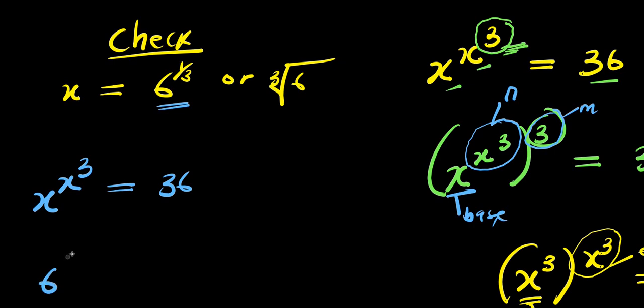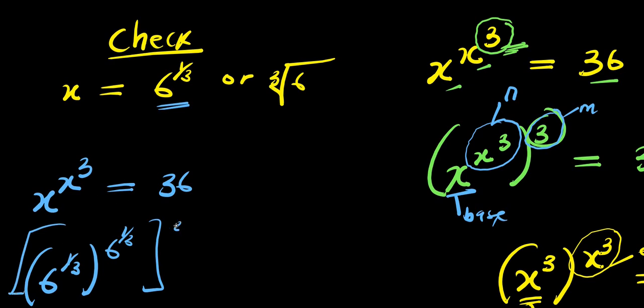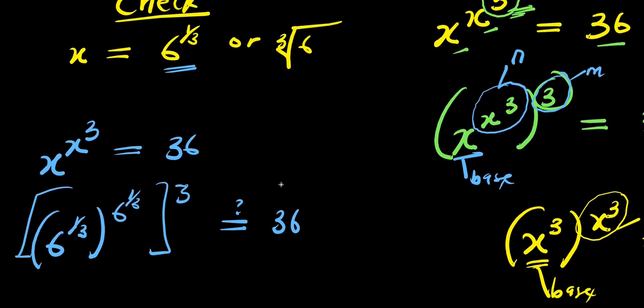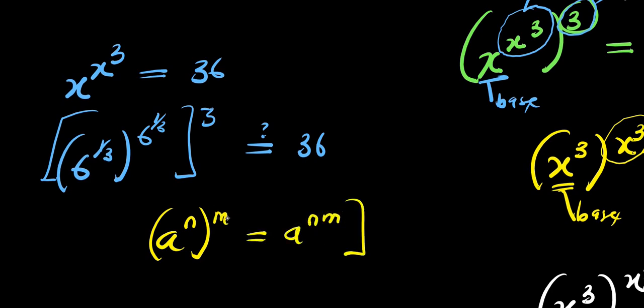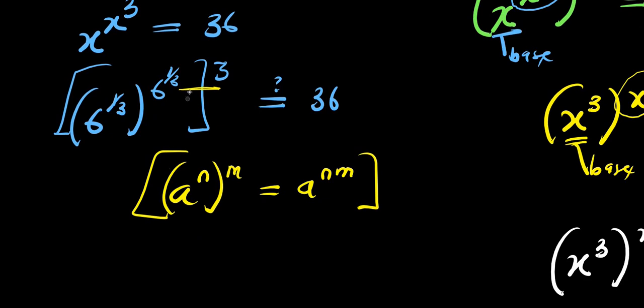We have 6 to the power of 1 over 3 raised to the power of another x here, 6 to the power of 1 over 3. And this will be raised to the power of 3, and this equals 36. So at this point, what we are going to do is to apply the index law of a to the power of n power m equals a power n times m. So what we are going to do is to multiply this exponent. So we have 1 over 3 times 3, that is 3 over 3, and that is 1.